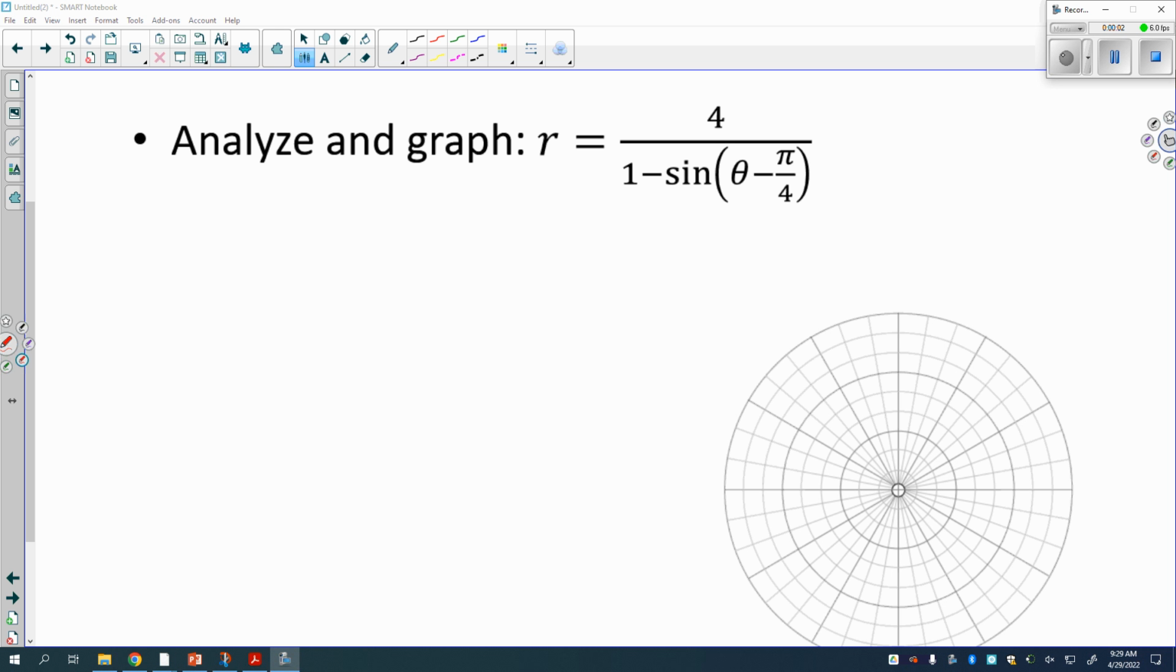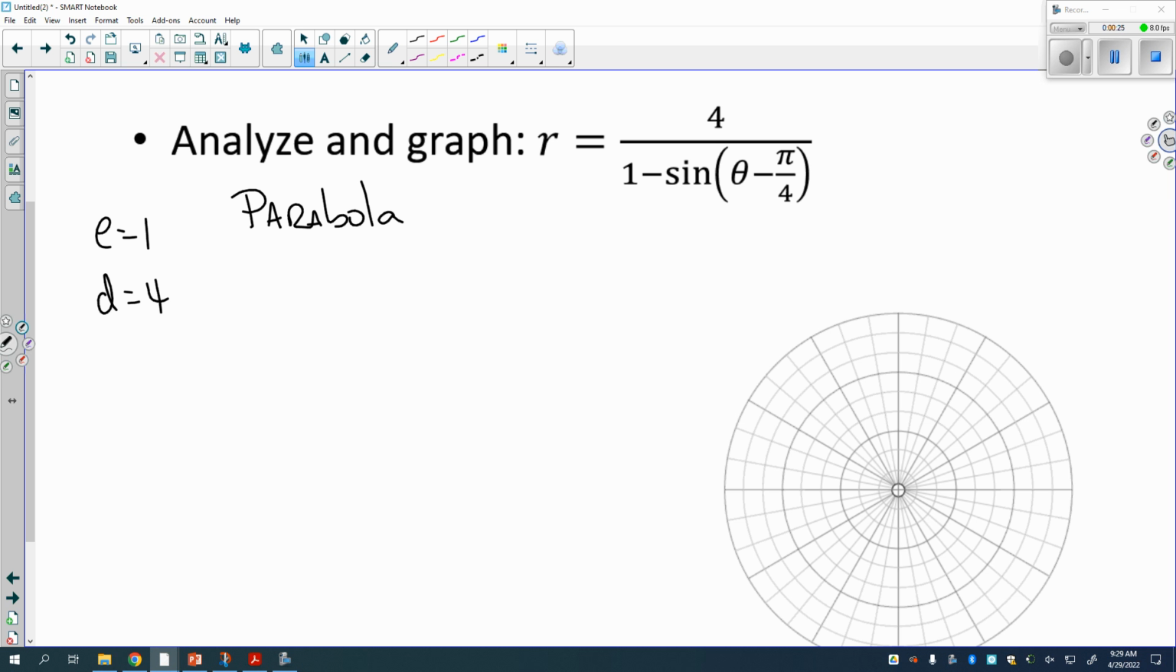This example is similar. We're still analyzing a graph of this polar equation, and I'm going to start the same way. E is 1, the number in front of sine. D is 4, the top divided by our E value, so 4 divided by 1 is 4. Since E is 1, it's a parabola.